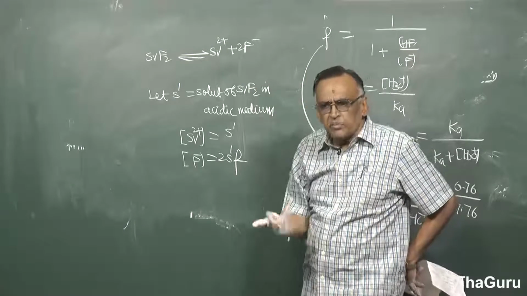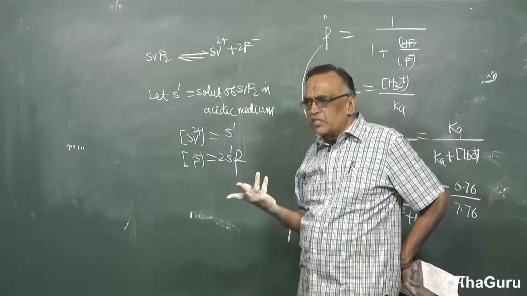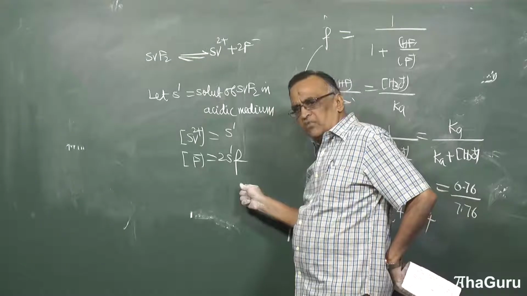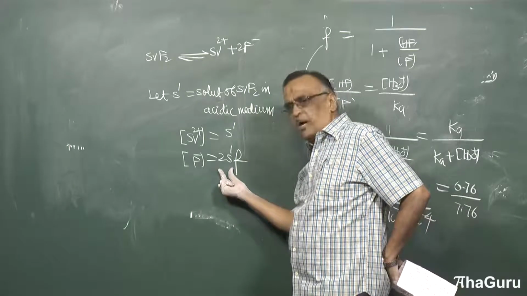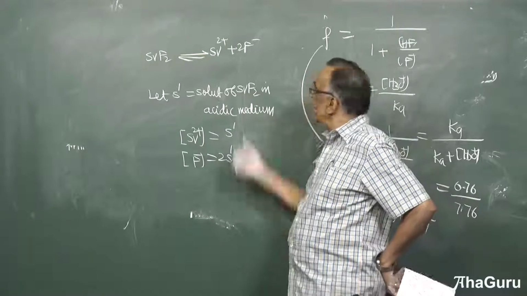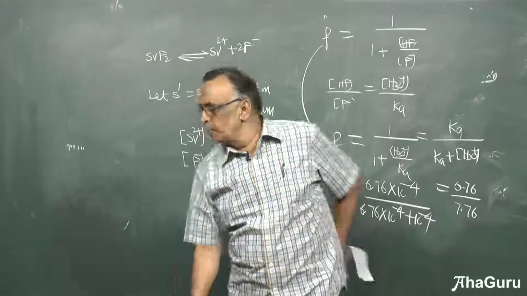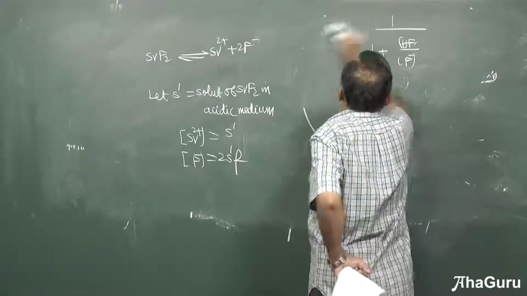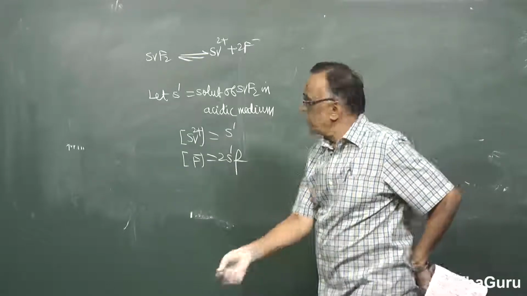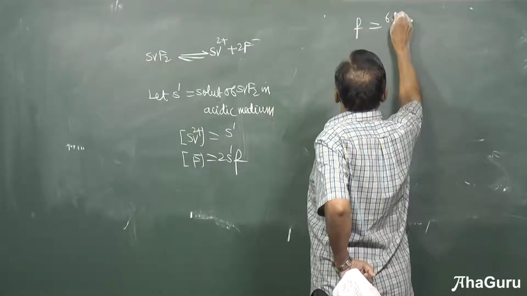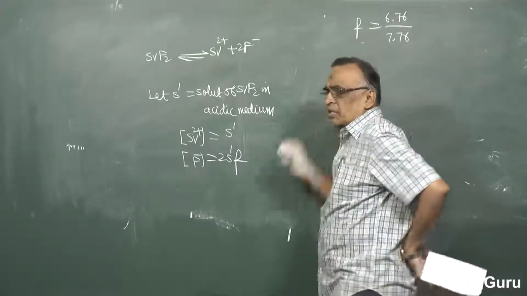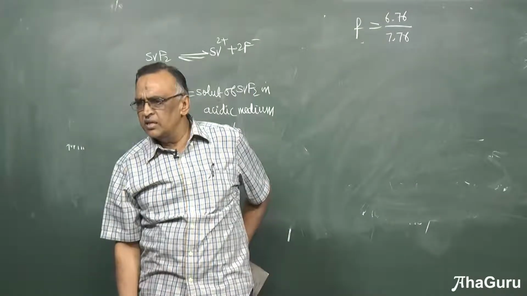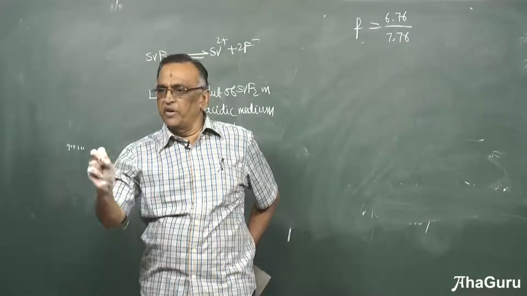Suppose the fraction is 1. What does it mean? No acid is there. Everything is only water. Correct? So effectively, because of this fraction F, the overall F minus is reduced. Substitute that in the KSP expression and calculate. F you know. Can I rub this off? The last value alone you need. That is, the fraction is what? 6.76 by 7.76. What is this fraction? The fraction of the total fluoride which continues to remain as free fluoride ion in a given acidic medium.